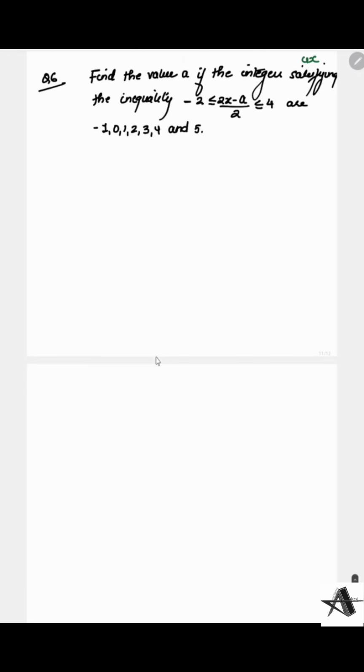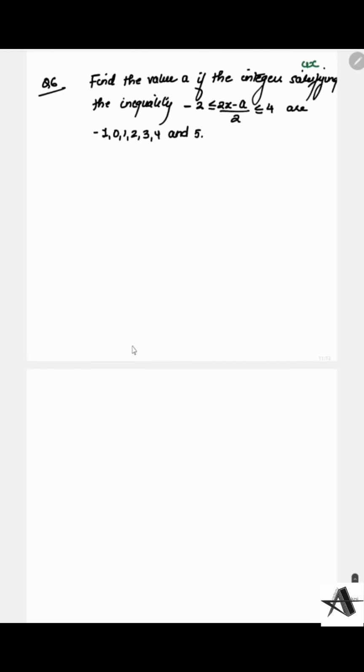Now this is the last question. Find the value of a if the integers satisfying the inequalities are minus 1, 0, 1, 2, 3, 4, 5. That means the final inequality should be, let me go. If you have seen my previous videos, I always say go in reverse order. Whatever the question, try to solve from there and you will know which direction you have to move. Because it says you have to find the value of a if the inequality's answer is minus 1 to 5.